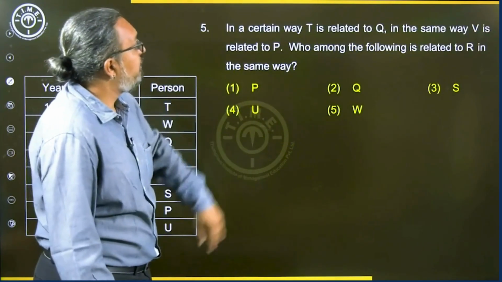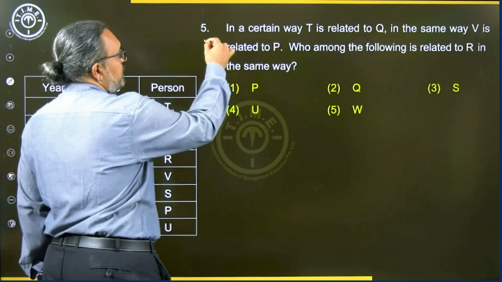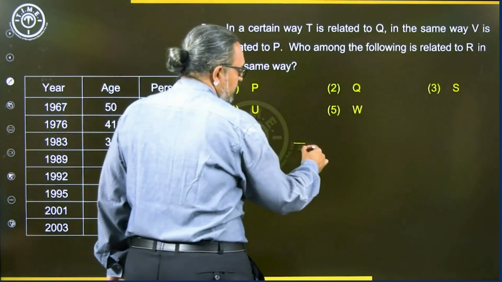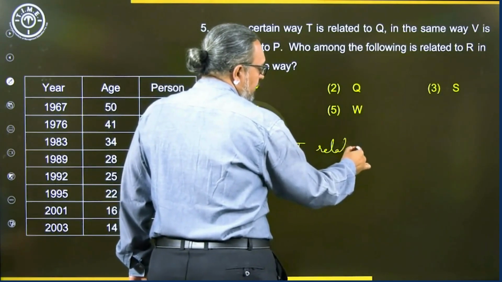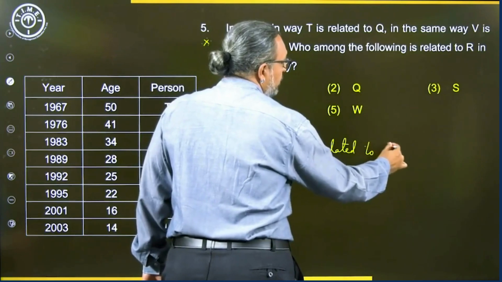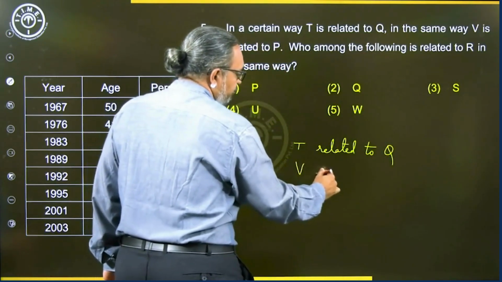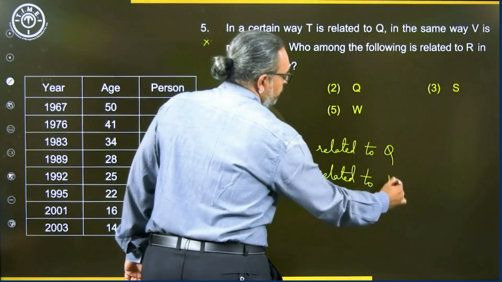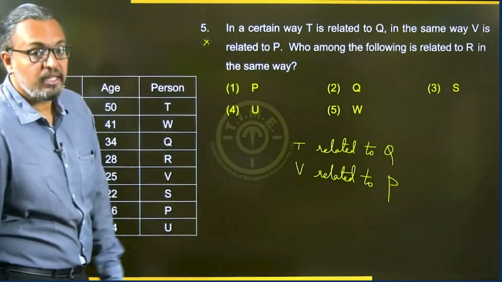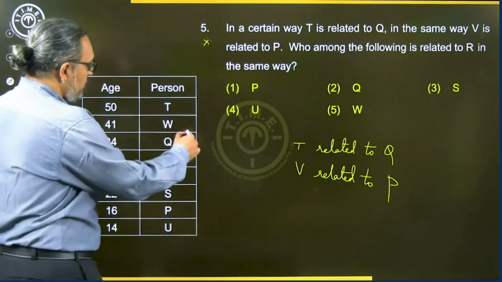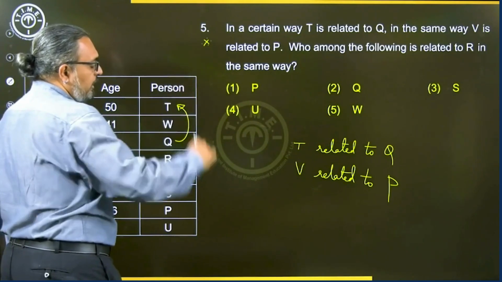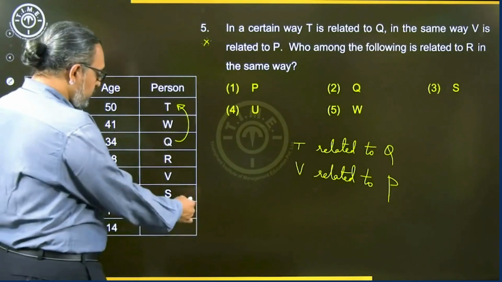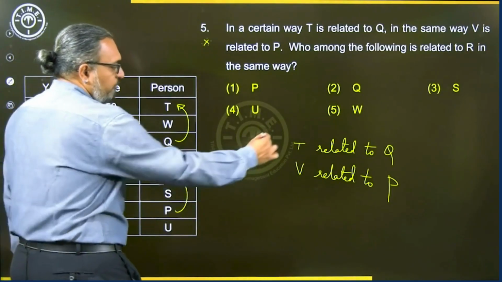Then, in a certain way, T is related to Q. This is again a model which is a very important model. So it says T is related to Q in the same way as V is related to P. So let us see how are they related. T related to Q. So T is born before Q with a gap of 1 person. Then V is born before P again with a gap of 1 person.